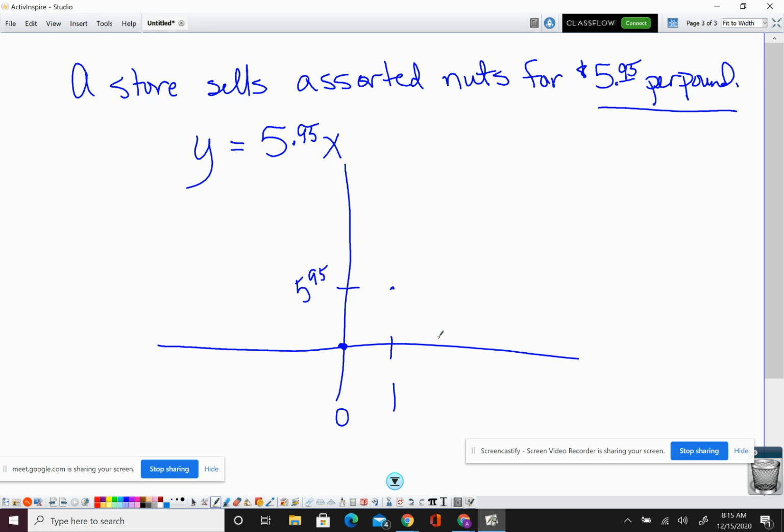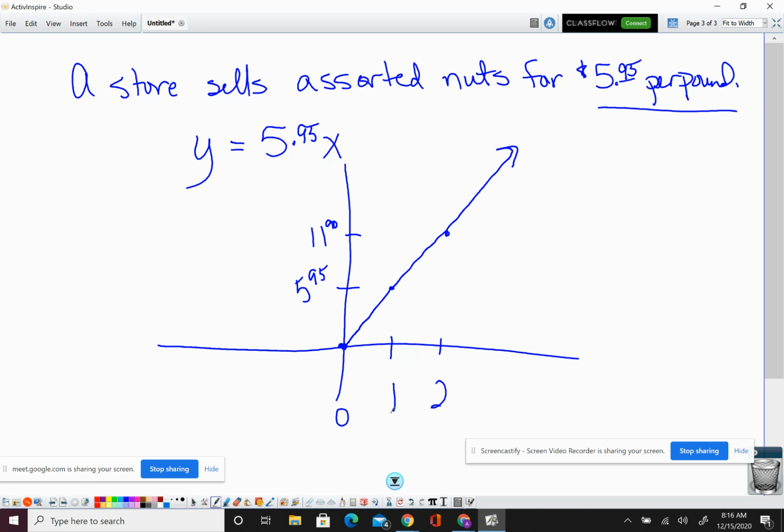If you buy 2 pounds of nuts, you're spending $11.90, and so on. Can you buy a half a pound of nuts? You can. So is this graph continuous or is it discrete? It is continuous, but you're only going to be talking about the points that are in the first quadrant because you can't buy a negative pound of nuts. So it is continuous and it goes up.